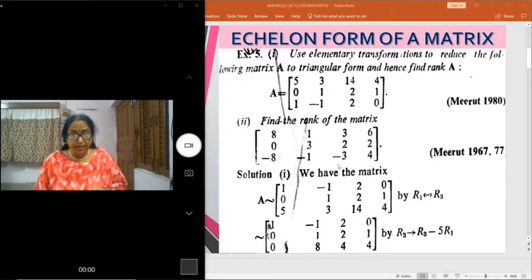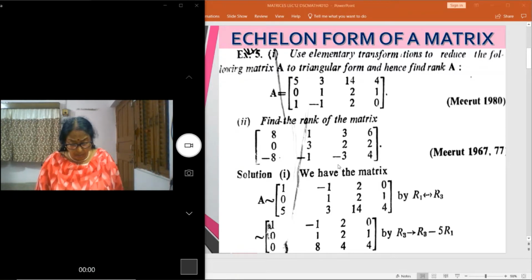interchange the first row and third row, so that the 1 becomes the topmost element of the first row. Then after that it will become 1, 1, minus 1, 2, 0. Just exchange the first and third rows. After that, we will apply echelon form. In echelon form, we only change the rows. We only apply row transformations.